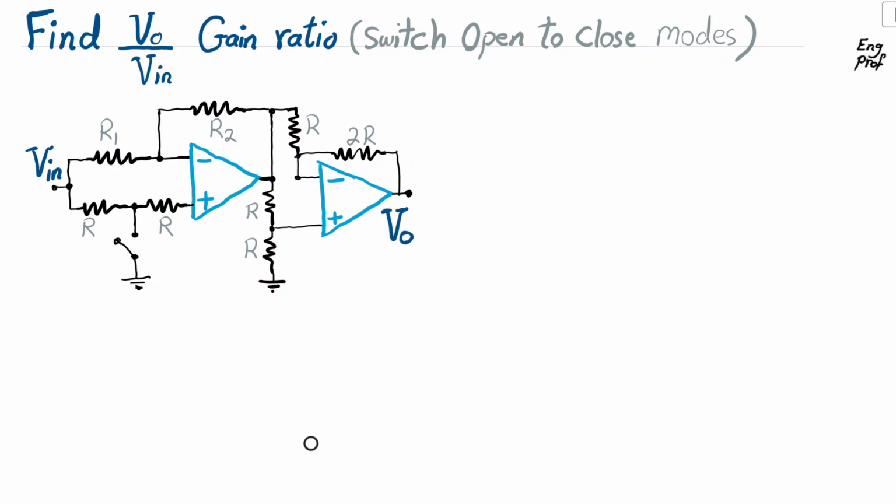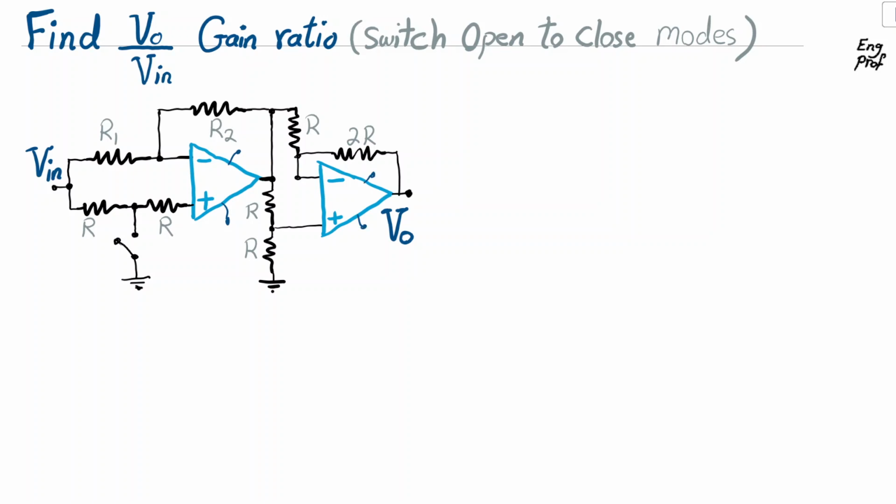Find the Vout over Vin voltage gain ratio for this circuit for the scenario that the switch shown here is open versus closed. As you can see, there are two ideal op amps in this circuit. We are making the assumption that they are properly biased.